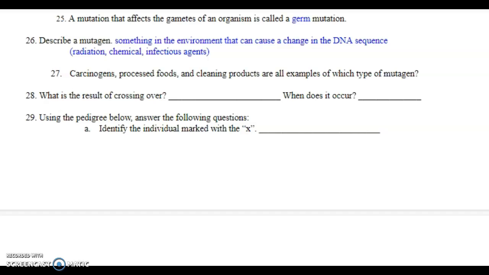27 says carcinogens, which are cancer-causing agents. Carcinogens, processed foods, and cleaning products are all examples of which type of mutagens? Those would all be chemicals, chemical mutagens.